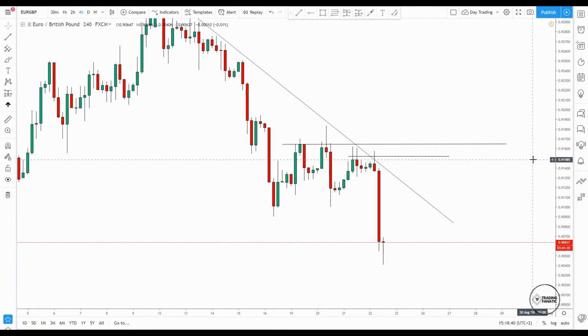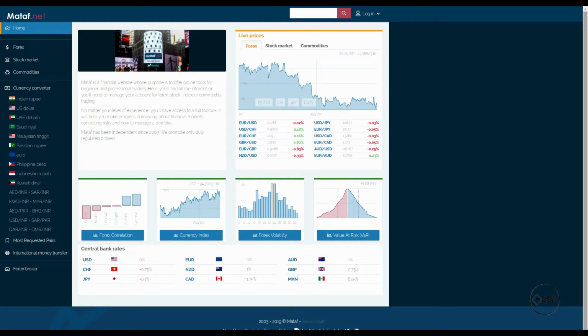Let's have a look at my next tool. Okay, so the next website I personally use is called mataf.net. I hope I pronounce it correctly. So at this website we have a lot of tools. As you can see, we have Forex, stock market, and commodities as well, currency converters, and many other things.